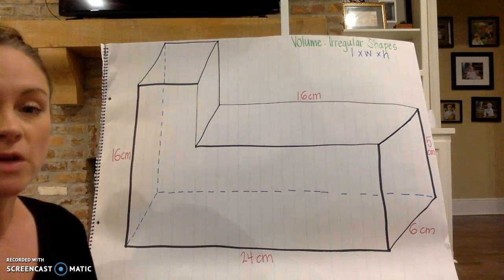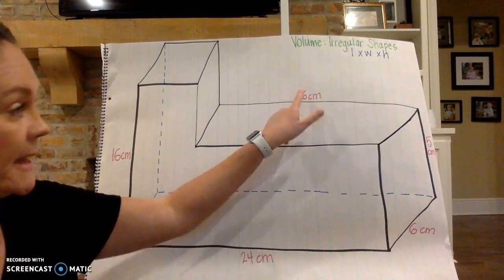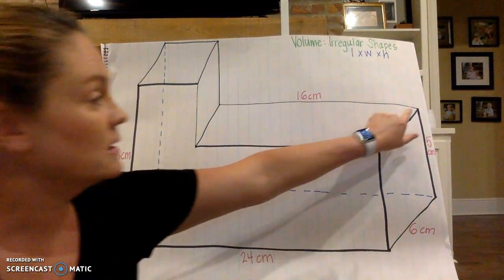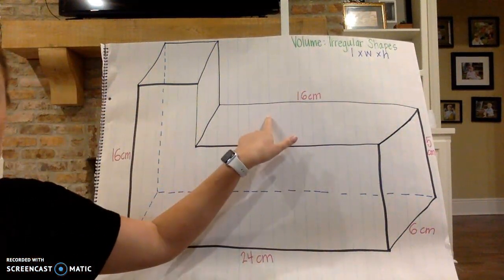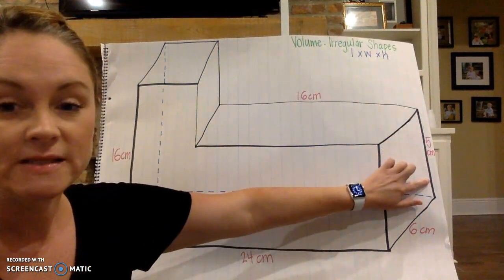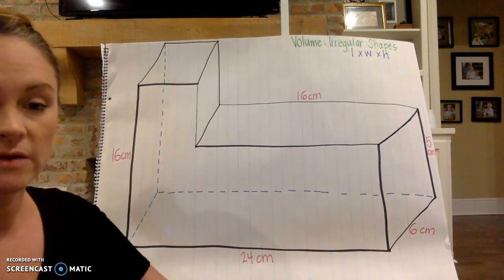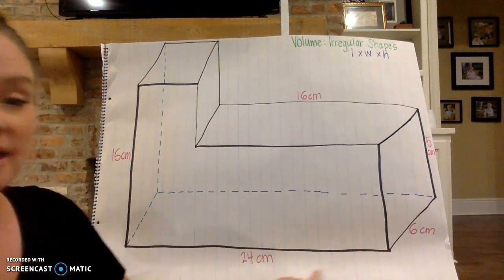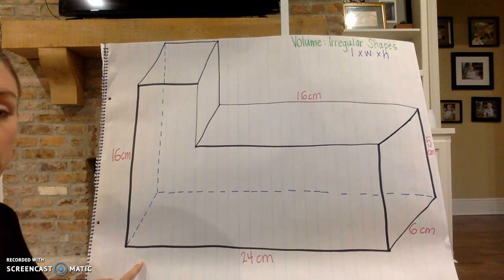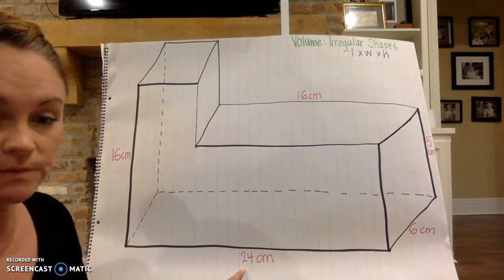Now, a few things I want to notice before I get started. I see that most of my sides have a measurement. So the length of the top of this shape is 16 centimeters. The height of this side is 5 centimeters. The width is 6 centimeters. And the length of the entire two rectangular prisms put together is 24 centimeters.